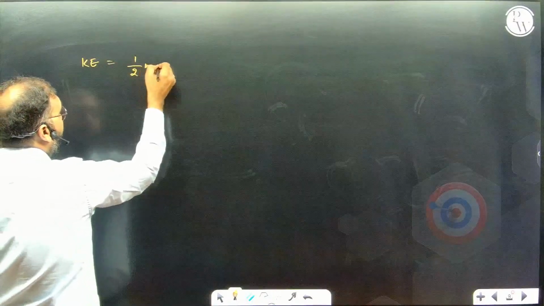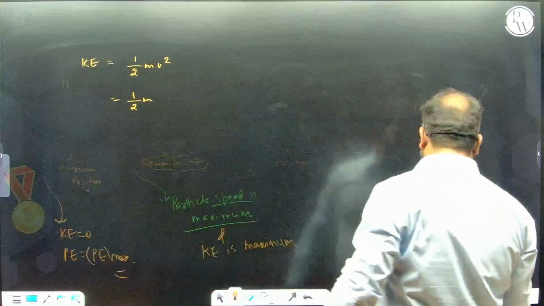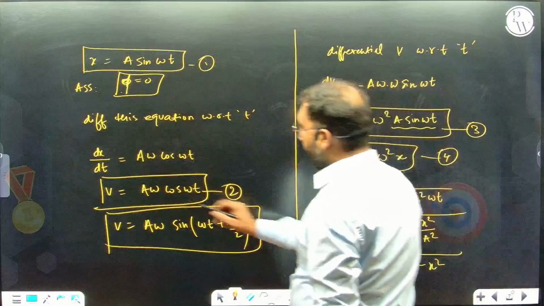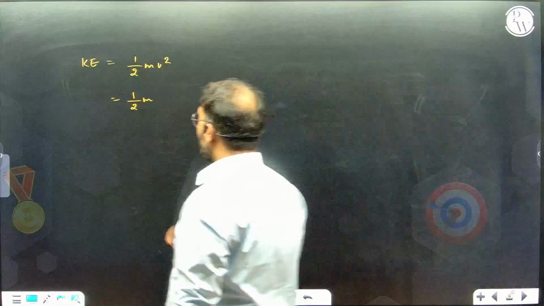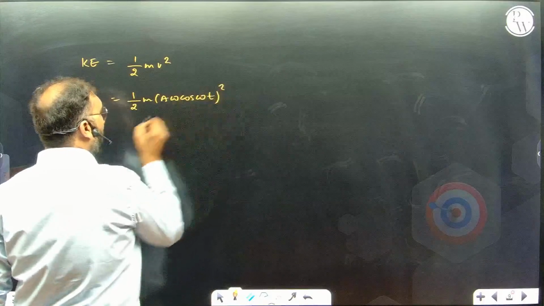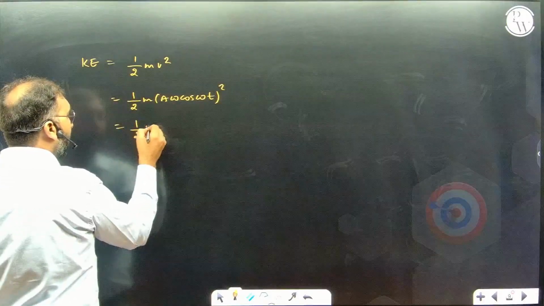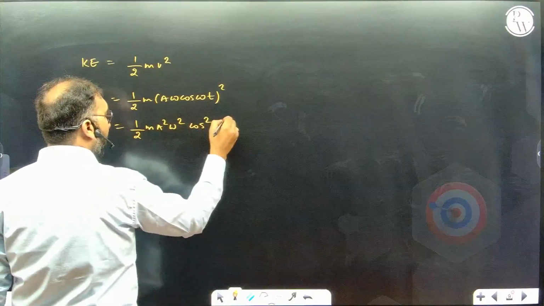So if we have written this much, I'll write the kinetic energy of the particle. Kinetic energy is half m v square. What is v? Do you remember? v is A omega cos omega t, squared. So this is half m A square omega square cos square omega t.